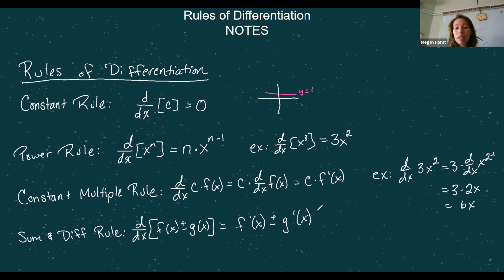Now I want to take a moment to look at what's not here. Notice there's nothing here about products when we multiply two functions, and there's nothing here about division or quotients when we divide two functions. Those are going to have their own rules, and we're going to add them onto this page so that we have them to look back at. But just keep in mind that if you have a product or a quotient, you won't just be able to take the derivative individually and mash them together like you can with the sum and difference. And we'll see some examples of that and what we need to do in those instances.